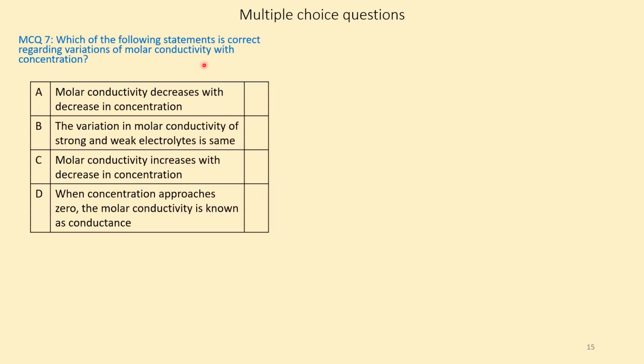Which of the following statements is correct regarding variations of molar conductivity with concentration? So read the options. Molar conductivity decreases with decrease in concentration. The variation in molar conductivity of strong and weak electrolyte is same. Molar conductivity increases with decrease in concentration. When concentration approaches zero, the molar conductivity is known as conductance. So which statement is correct? You have to examine and mark: molar conductivity increases with decrease in concentration.